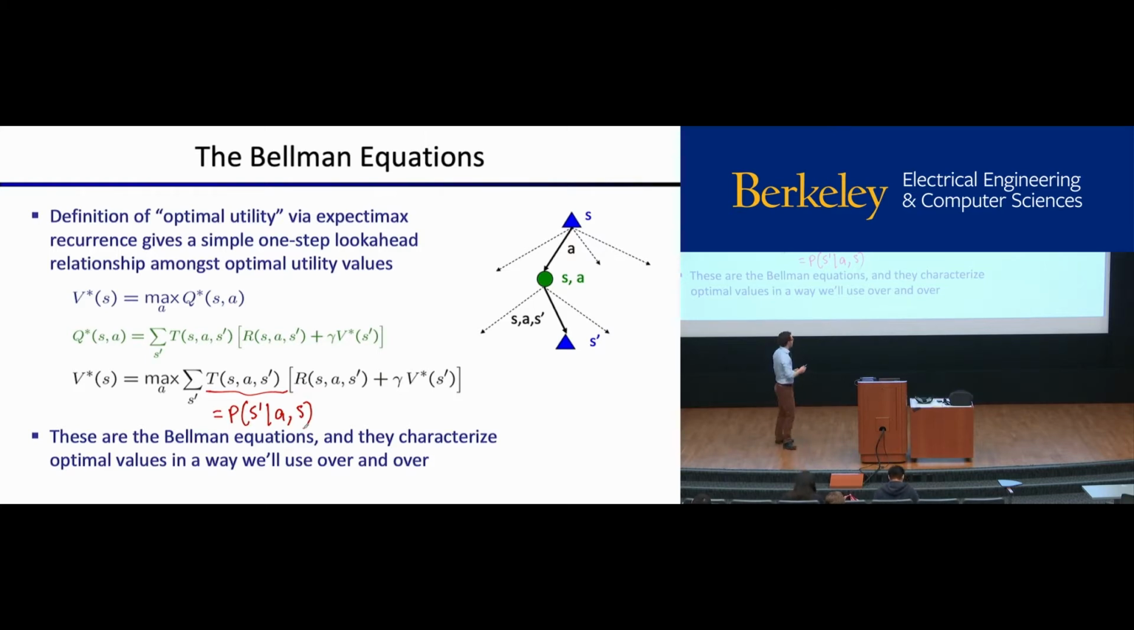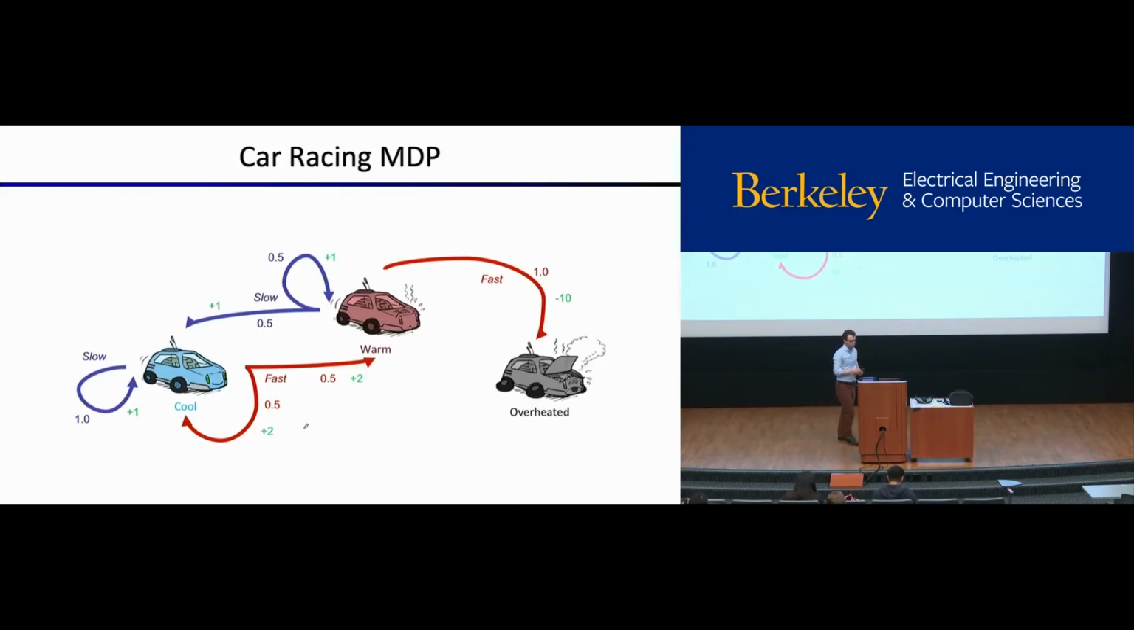Okay, should we try it? Should we try it on an example? Okay, let's go back to the car racing MDP. So someone says, here's your MDP, right? We're going to do car racing. This is how we're going to model it. We're going to model it with 3 states. What are the states? Cool, warm, and overheated. And there's 2 actions. What are the actions? We can go slow, or we can go fast.